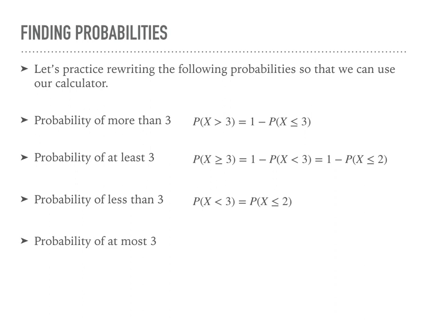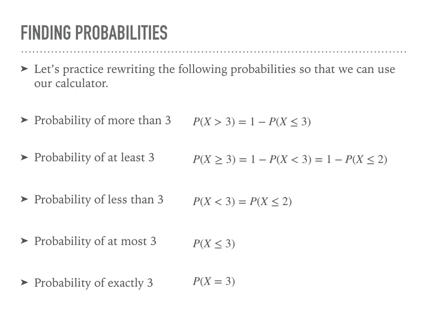What if we're looking for the probability of at most 3? That would be the probability x is less than or equal to 3, which is how we would need it for typing it into our calculator. Finally, probability of exactly 3 is x equals 3. So we'd be using the PDF on that very last one there. The rest, we would be using the CDF.